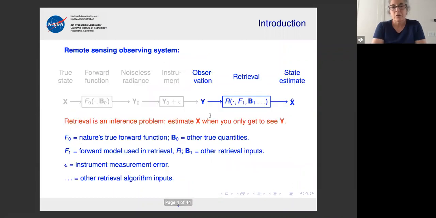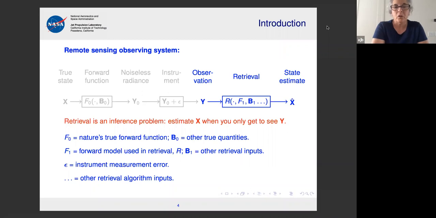And here is a cartoon of what that process might look like, just to establish some terminology. My own face is blocking the right side here, so I'm going to move that a little bit out of the way. What you see here going from left to right is my notional cartoon of a remote sensing observing system. The things in gray are things we do not get to know, and the things in blue are things we do get to know.